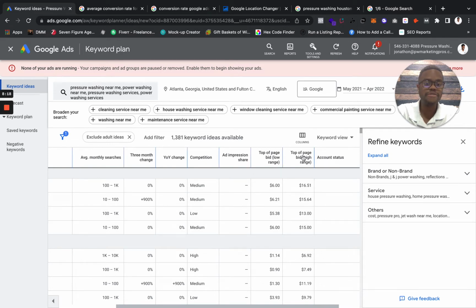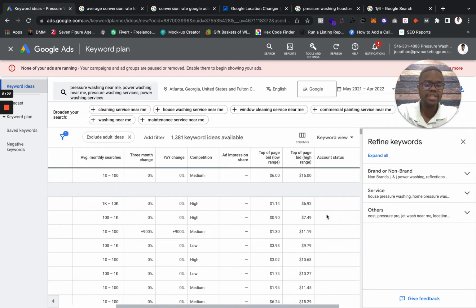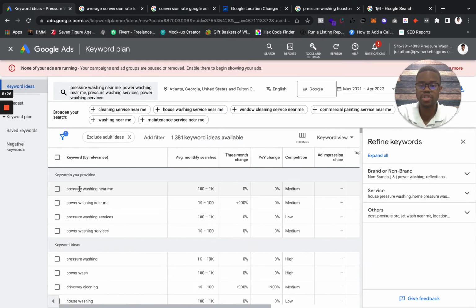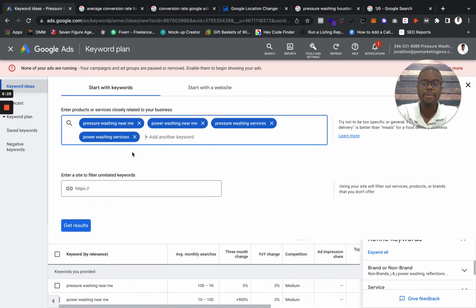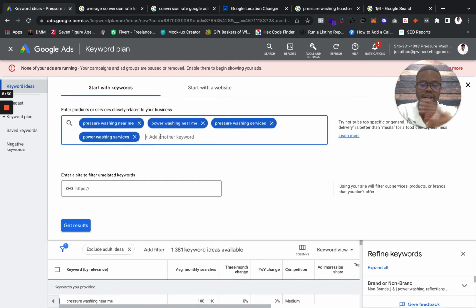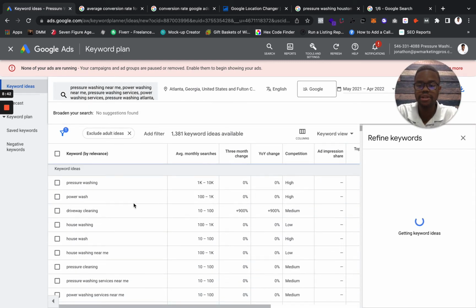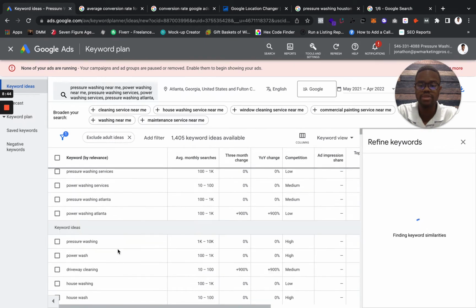And so it'll give me the top of page bid range. Now, obviously it's telling me to be at the top consistently. It's telling me for keywords like pressure washing near me, all of that. But if I'm doing Atlanta, what did I tell you guys? Back up here, I would add keywords like pressure washing Atlanta, power washing Atlanta, right? So I would just do those and I would get results. Because also at the bottom, they'll give you keyword ideas as well, right?